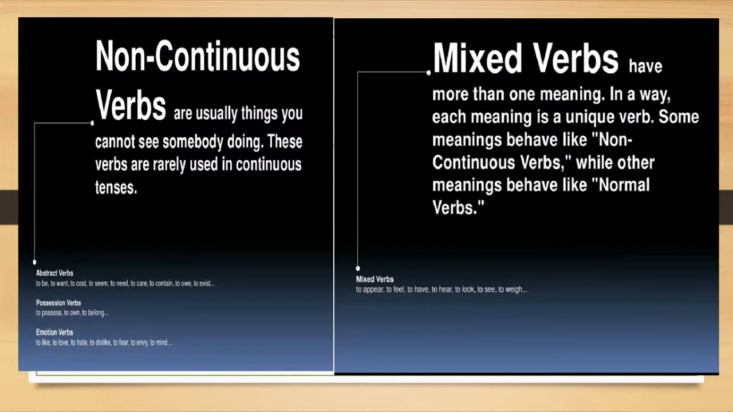Now, non-continuous verbs are usually things you cannot see somebody doing. These verbs are rarely used in continuous tense. Now, mixed verbs have more than one meaning. In a way, each meaning is a unique verb, and some meanings are like non-continuous verbs, while other meanings are like normal verbs.